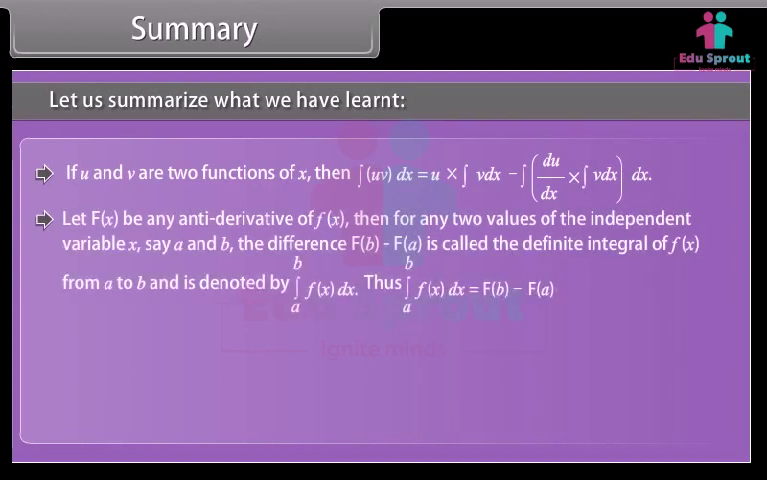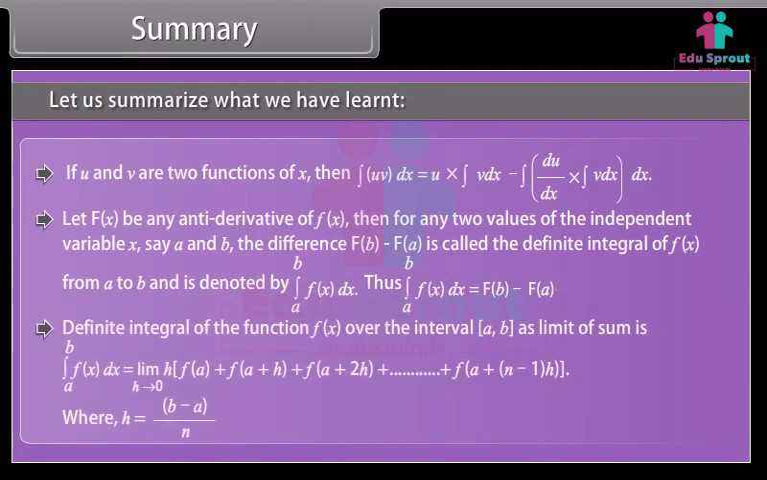Let capital F of x be any antiderivative of f of x. Then, for any two values of the independent variable x, say a and b, the difference capital F of b minus capital F of a is called the definite integral of f of x from a to b and is denoted by the integral of function f of x with lower limit a and upper limit b with respect to dx. Thus, the integral of function f of x with lower limit a and upper limit b with respect to dx is equal to capital F of b minus capital F of a.